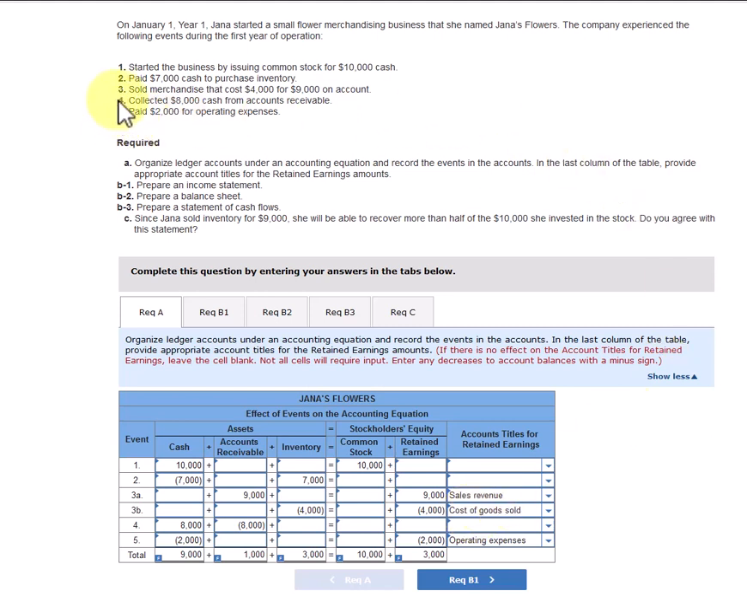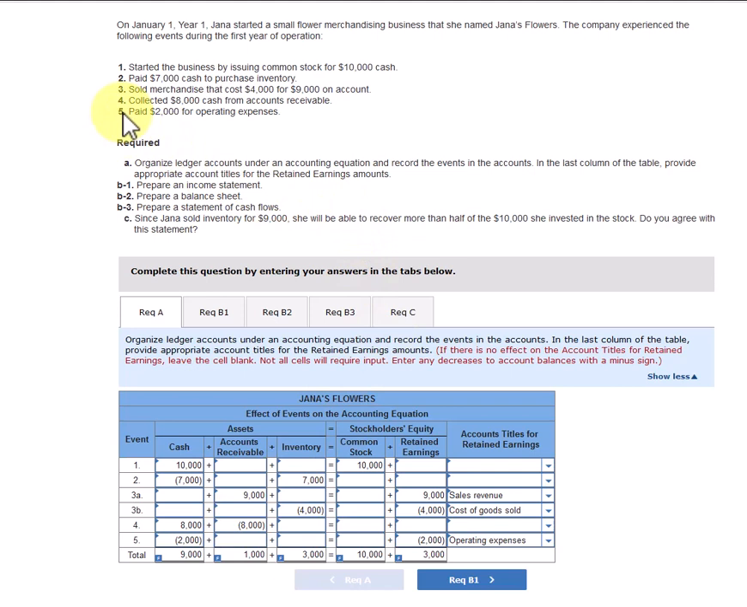Now we go to transaction 4. Collected $8,000 cash from accounts receivable. Okay, we collected the cash, so we're going to increase cash by the amount of cash that we collected, and we're going to decrease accounts receivable by the same amount because those people no longer owe us the money.